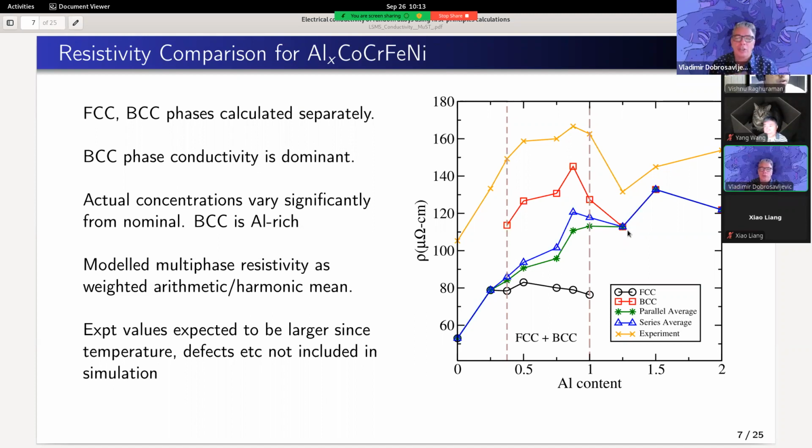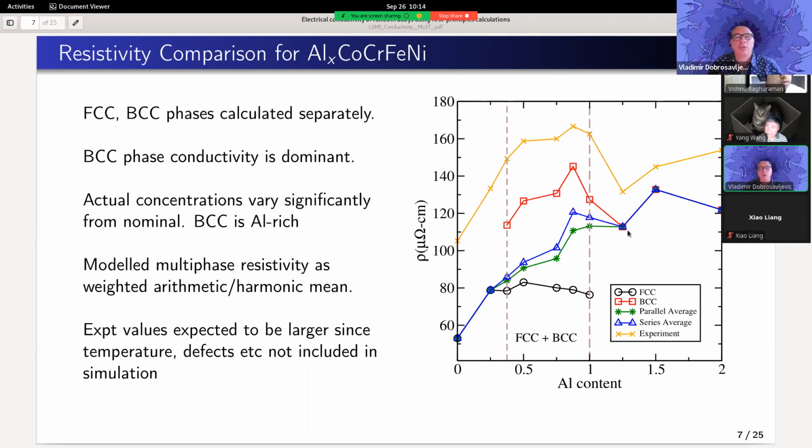But do you actually understand why the BCC by itself is closer to experiment than the mixture? You think that it should be the other way around, right? That if you have some fraction of FCC, that should make it closer to experiment rather than the opposite. That's kind of bizarre. Yeah, we're not fully sure. I think, as you said, we may have to do a more detailed study on what the actual different phase domains look like, and then try to model resistances that way.